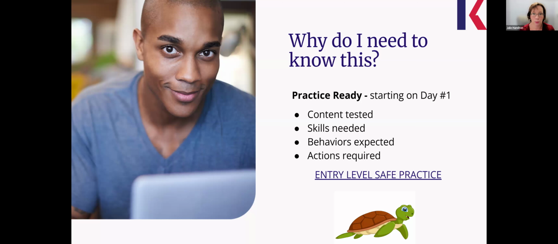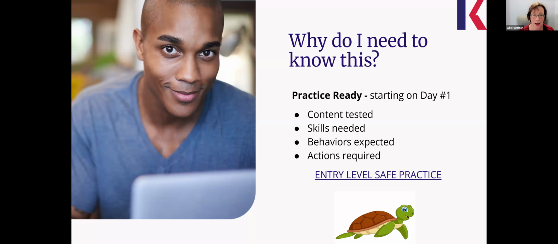So this test plan provides us that roadmap of what is the content that's going to be tested on the NCLEX. What are the skills that students need to demonstrate on the NCLEX? What are those behaviors that are expected from the student? What are the actions that are required from the student for entry-level safe practice?